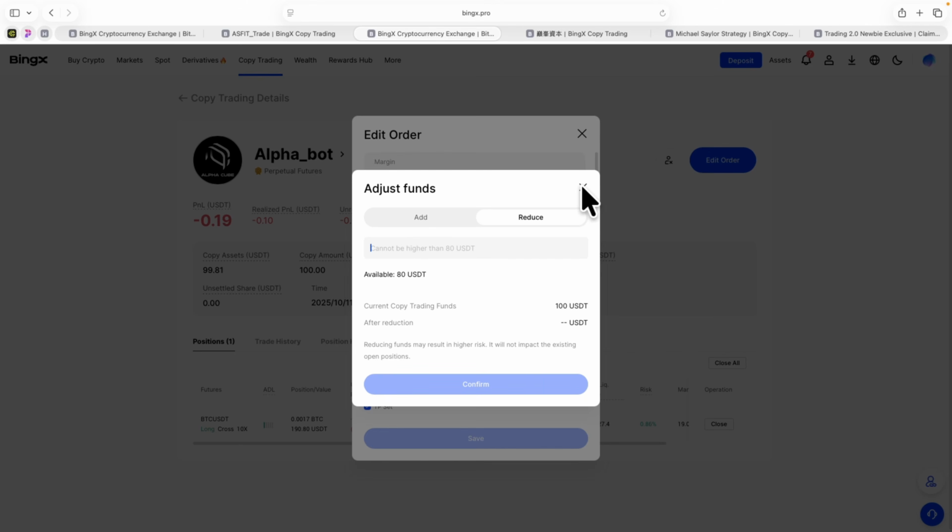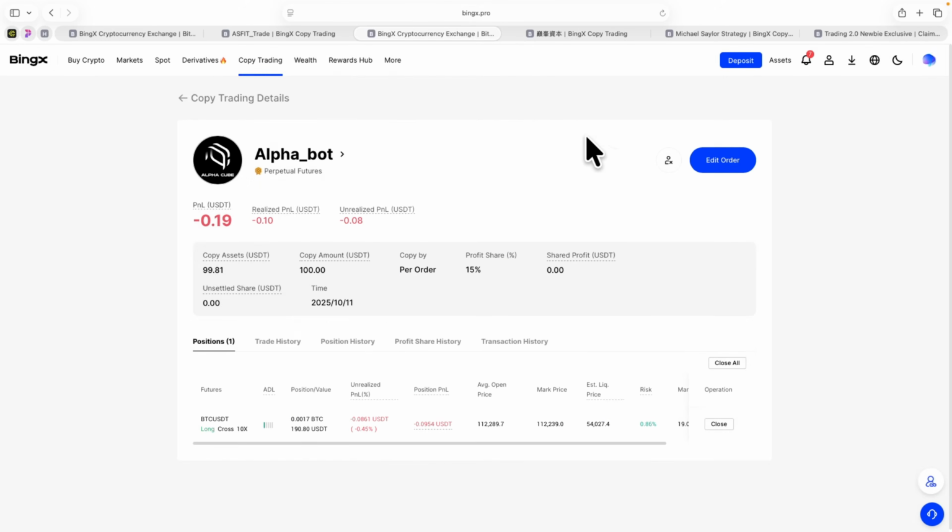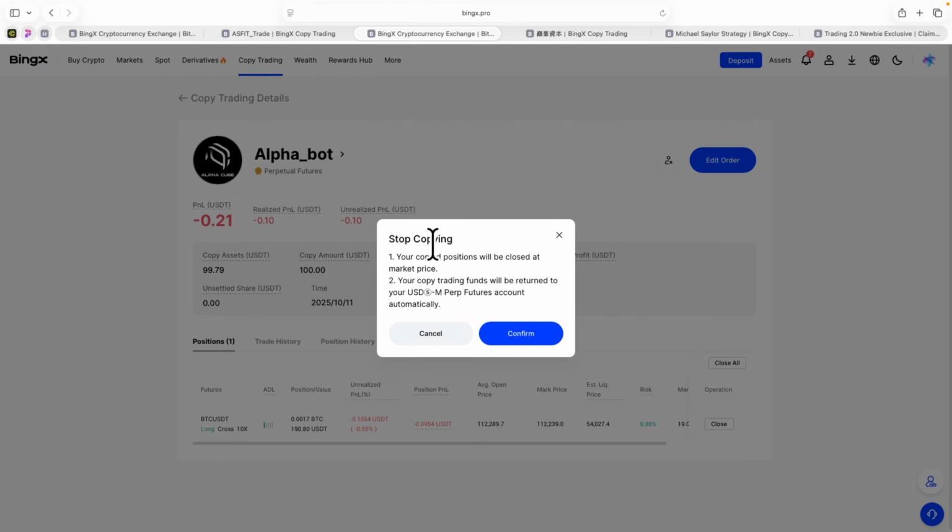You cannot withdraw everything. Take note of that. If you want to withdraw everything, that means that you have to stop copying the trader totally. That's the meaning. I hope you understand. And if you want to stop copying the trader totally, then you click on this icon, this one right here. Just click on it. I can see that it says stop copying. Your copied position will be closed at market price. Number 2, your copied trading funds will be returned to your USDS-M perpetual futures account automatically.